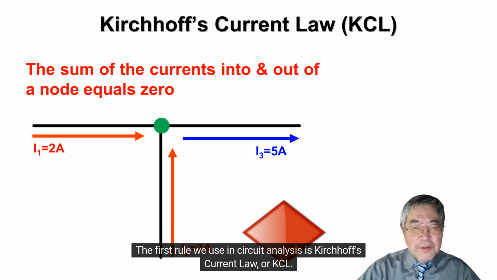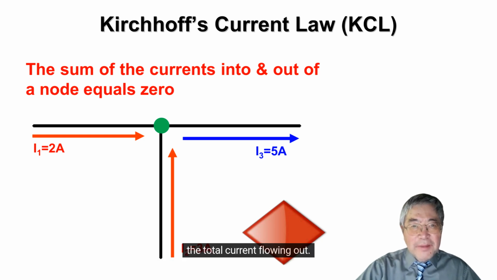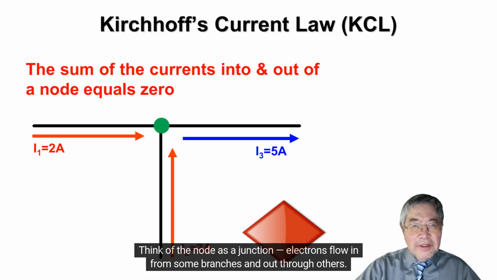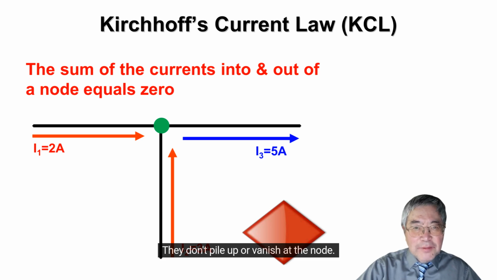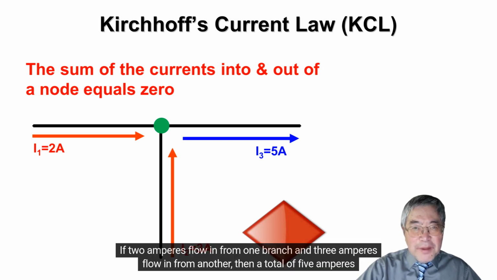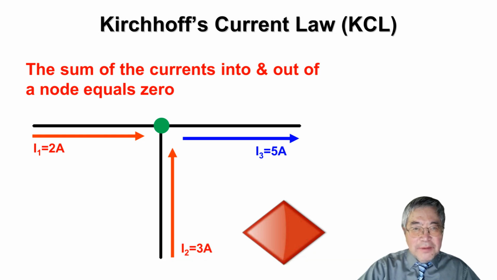The first rule we use in circuit analysis is Kirchhoff's current law, or KCL. It's very straightforward. For any node in a circuit, the total current flowing into the node must equal the total current flowing out. Think of the node as a junction. Electrons flow in from some branches and out through others. They don't pile up or vanish at the node. If 2 amperes flow in from one branch and 3 amperes flow in from another, then a total of 5 amperes must flow out through the remaining branch.